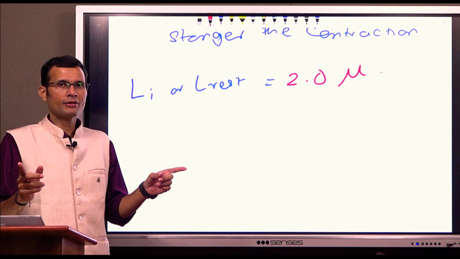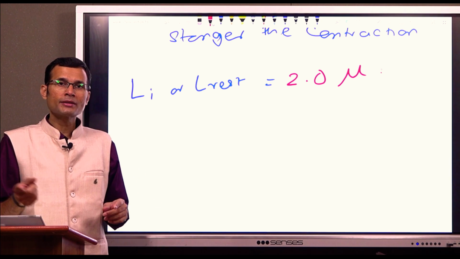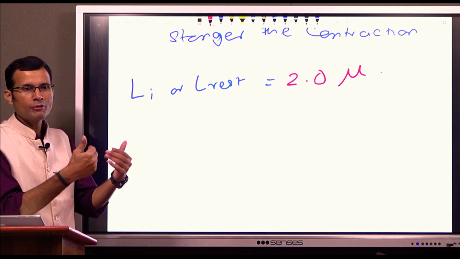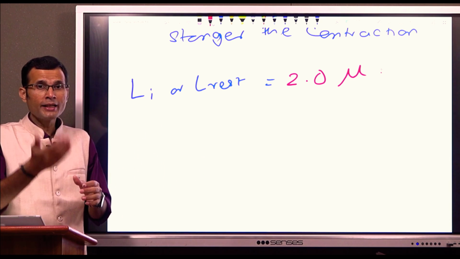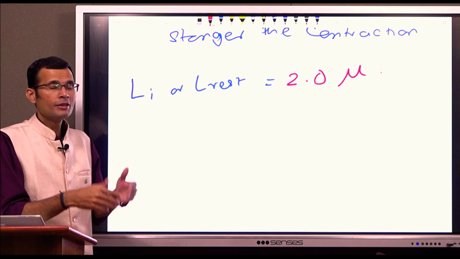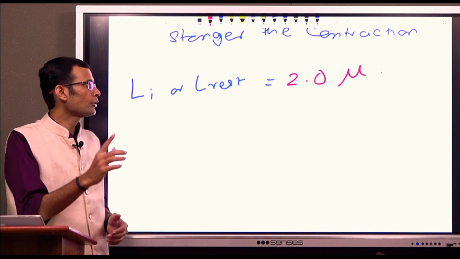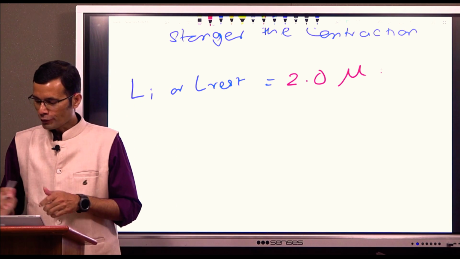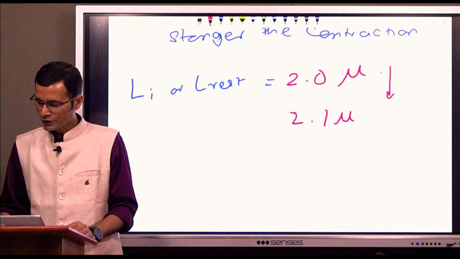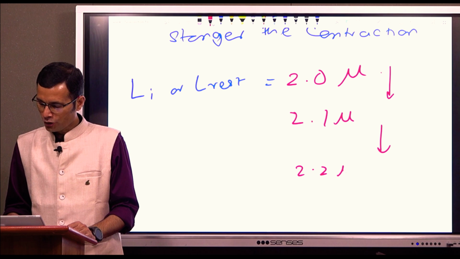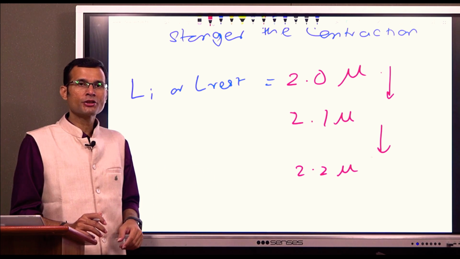increase the muscle length. That means increase the muscle fiber length, the muscle fibers within the muscle, their length increases, and that means inside the muscle fibers there are sarcomeres, sarcomere length will also increase. So, for 2.1 microns, stronger contraction, 2.2 microns, even stronger contraction.